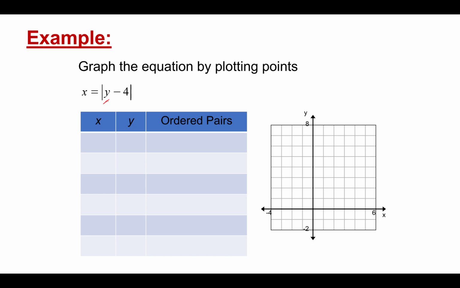Let's start with 6. If I look at the y, because that's what I'll be plugging in, I'm going to say, okay, let's plug in y equals 6. If I plug in 6 for my y, this becomes a 6. 6 minus 4 is 2. The absolute value of 2 is 2. So this becomes 2. So the ordered pair is 2, 6.